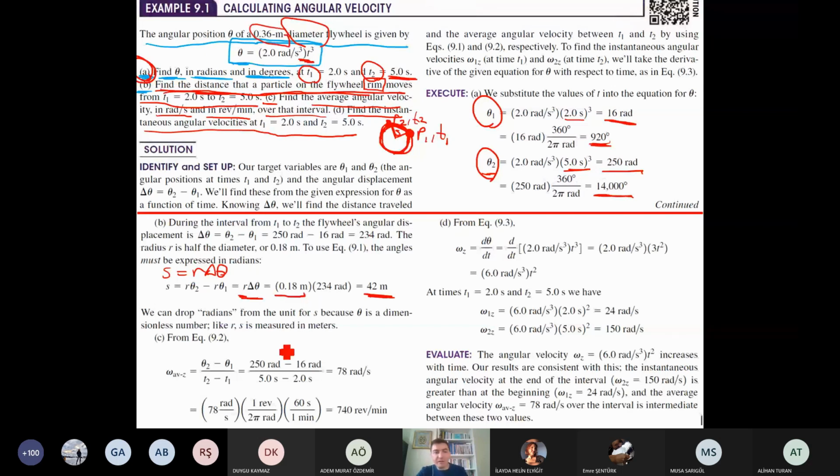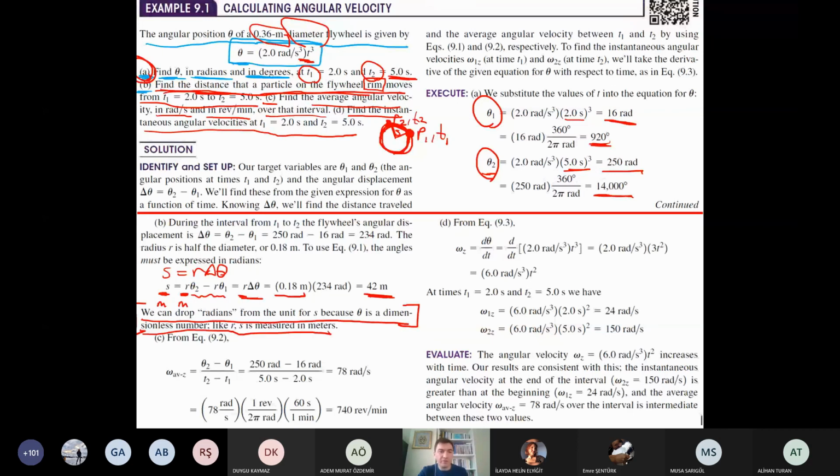And here there is an important information. Okay, look at this one. Here, what about S? S is in meter. What about radius? Radius is also meter. Okay, meter and meter. In order to get unit consistency, this delta theta must be unitless. Okay, so we can write the theta in radians, we can write the theta in degrees, but it is a dimensionless number. So we can drop radians from the unit for S because theta is a dimensionless number, like our S is measured in meters. I have already explained, I will not go into detail.